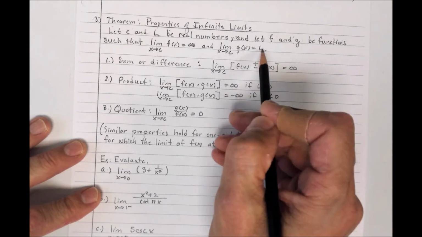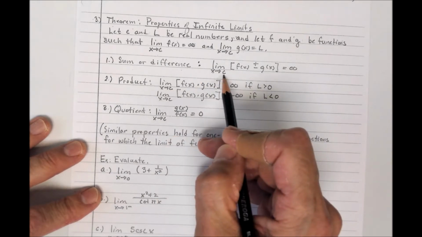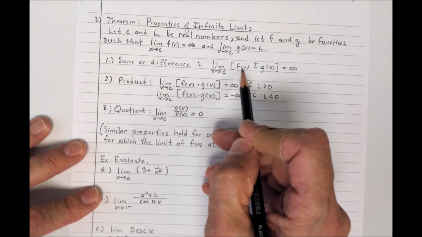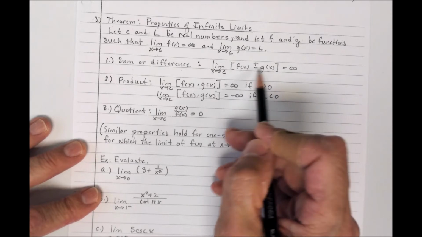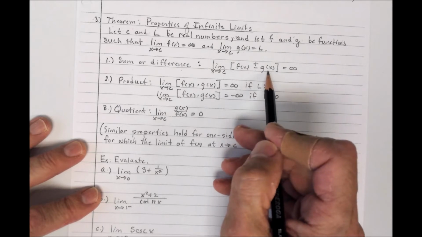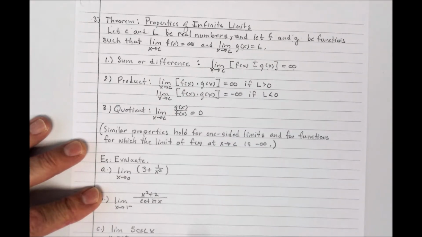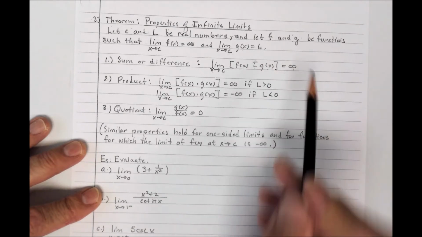So this one has a finite limit. Sums and differences. The limit as x approaches c of f of x, remember this is going to positive infinity, plus or minus g of x, which is going to L. Well, positive infinity plus or minus a finite number is still going to go to positive infinity, no matter how big L is. L could be a googolplex, and this is still going to go to positive infinity.